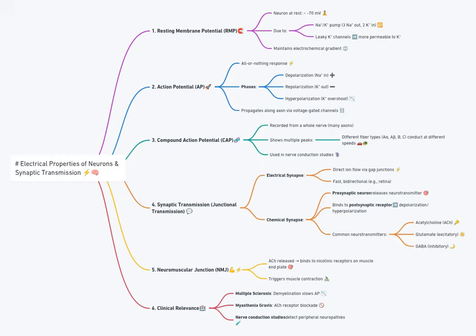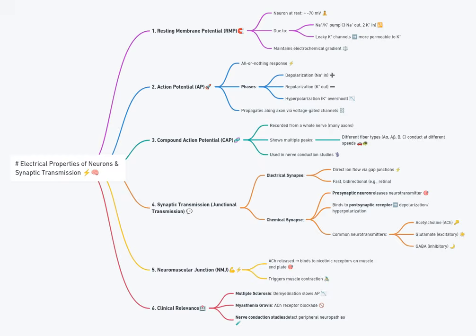If the stimulus is strong enough to depolarize the membrane to a threshold level, usually around -55 mV, an action potential is triggered. This is an all-or-none electrical impulse that travels along the axon without decreasing in strength. The action potential involves a rapid sequence of ion channel openings and closings.